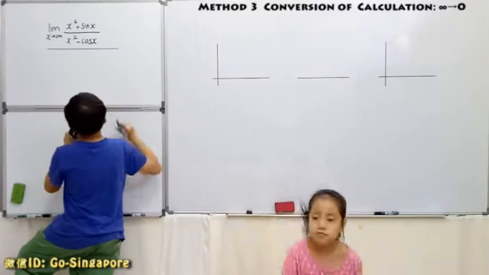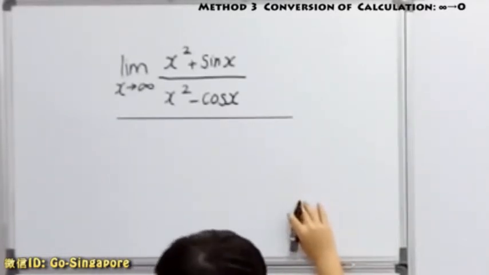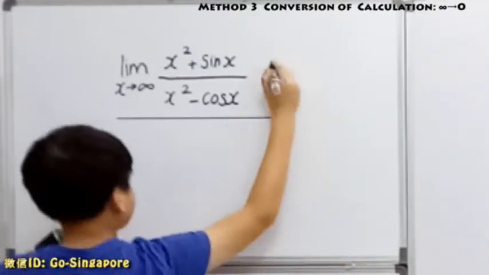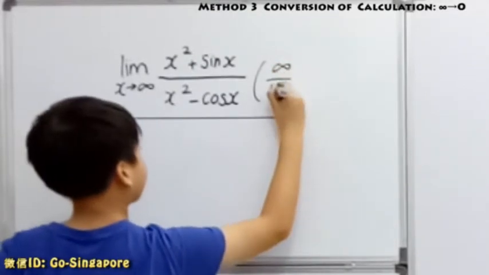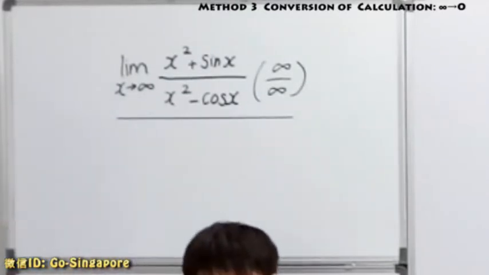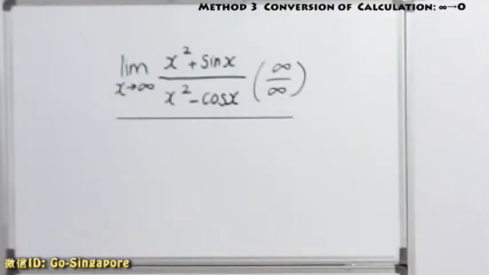So let's take one example. What form is this, determinable or indeterminable? It is an indeterminable form, infinity over infinity. But let me ask you a question: could we use L'Hopital's rule? Maybe we could, but first we'll use the method we're learning, the conversion from infinity calculation to infinitesimal calculation.